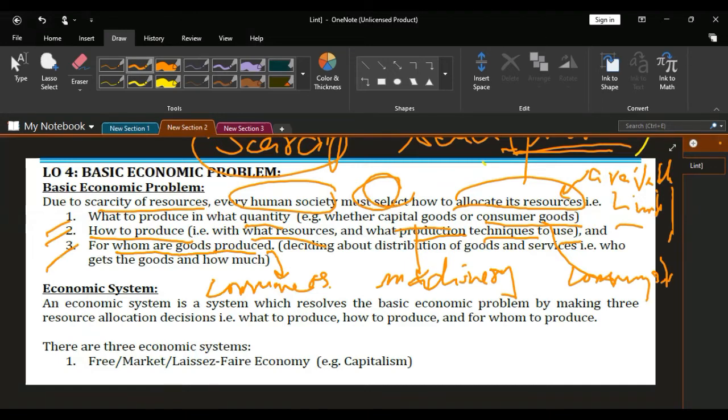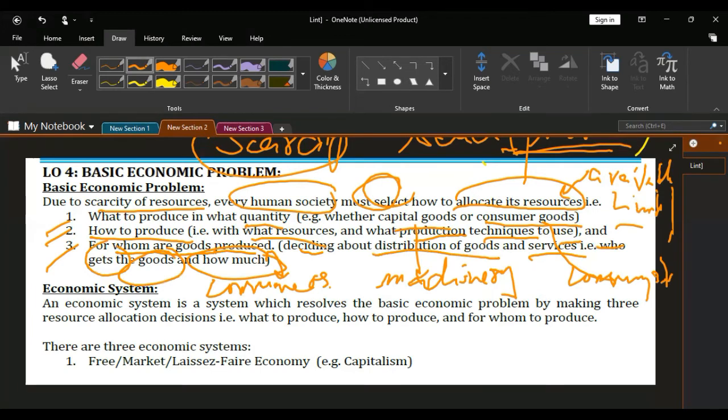Deciding about the distribution of goods and services, that is, who gets the good, means the consumer, who is the consumer, and how much he is going to purchase or demand from my productivity. So these are the main questions that always arise in the mind of every human being, whether it is a consumer, a producer, or a supplier.